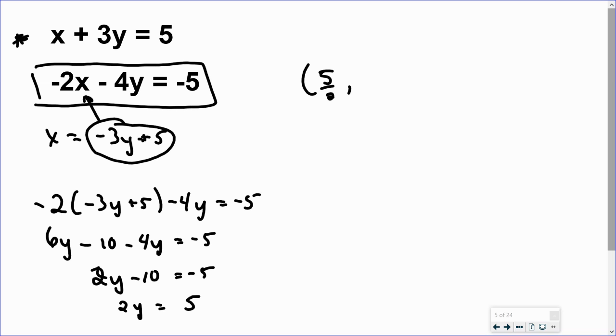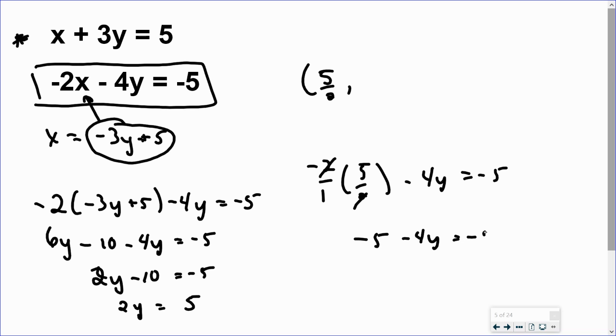You can choose, but I like this one because if you notice, negative 2 over 1 times 5 over 2 minus 4y is equal to negative 5. Those go away. Negative 5 minus 4y is equal to negative 5. Let's add the 5 to both sides. y is 0. It would have worked the other way, but I would not have had the two friendly numbers there. That's why I chose that one.